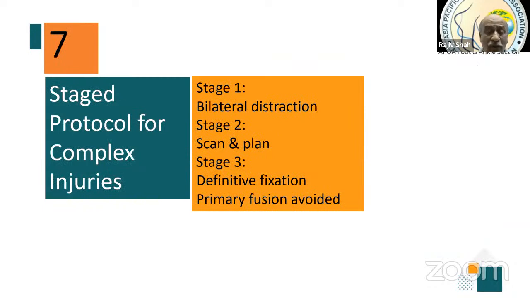Stage protocol for complex injuries. Suppose it's a very complex injury, as I showed you earlier in a case. Bilateral distraction in stage one. In stage two, you scan and plan your fixation. In stage three, you look for the wrinkles and then go in for definitive fixation. And try to avoid primary fusion whenever possible.